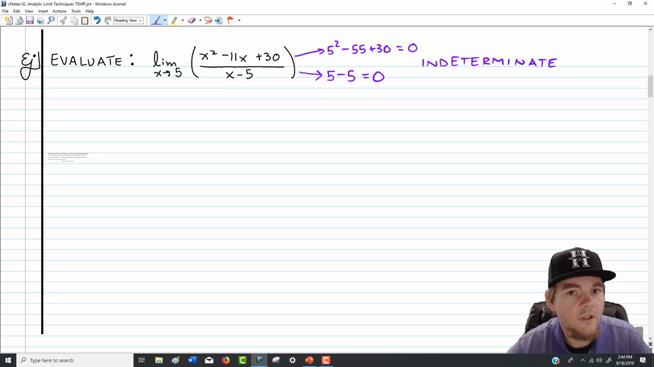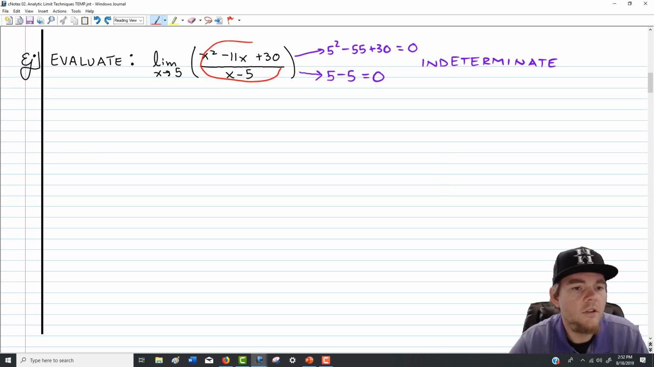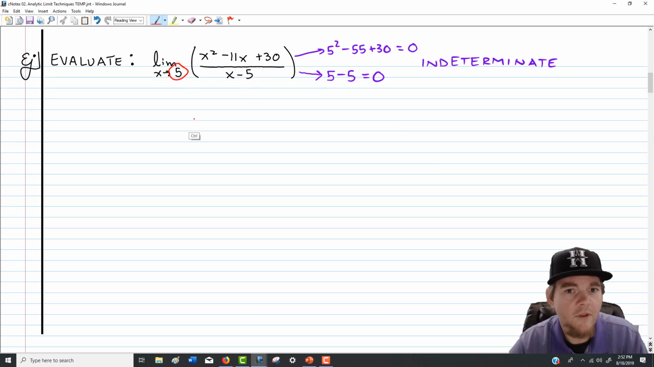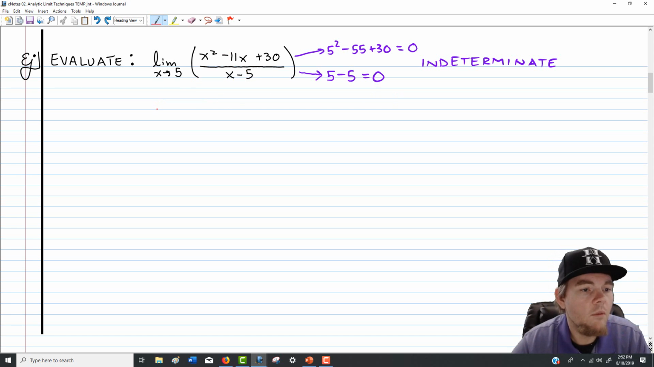So from here, this is where we start to have to think a little bit. Specifically, we're going to try to find some way to express this function that allows us to see what's happening around x equals 5. And the operation we're going to do is something you've done many times before. In fact, you've even done this thing before, just not in the context of a limit. Specifically, we're going to look at that function, x squared minus 11x plus 30 divided by x minus 5.